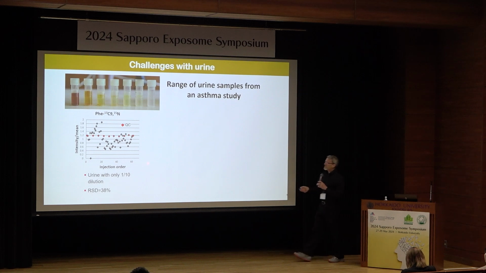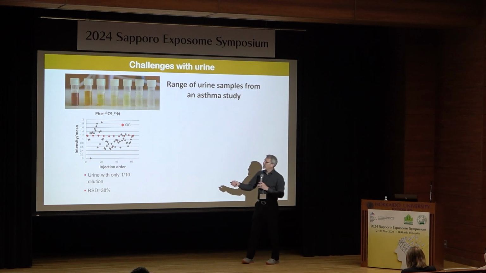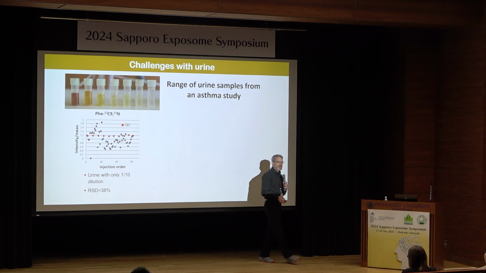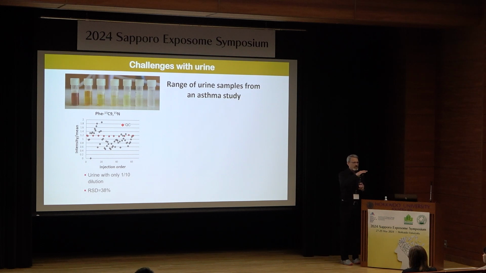And so we took urine samples and we spiked them with an isotopically labeled internal standard. And we just did a standard dilute and shoot approach to this. You can see the RSD here is huge. And this is just an internal standard, same concentration in all samples. So 38% RSD is just due to the matrix heterogeneity. If we're trying to detect subtle changes in metabolites or exogenous compounds, well, that type of RSD, good luck.